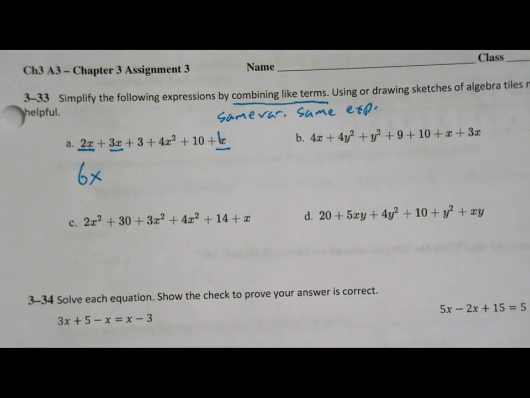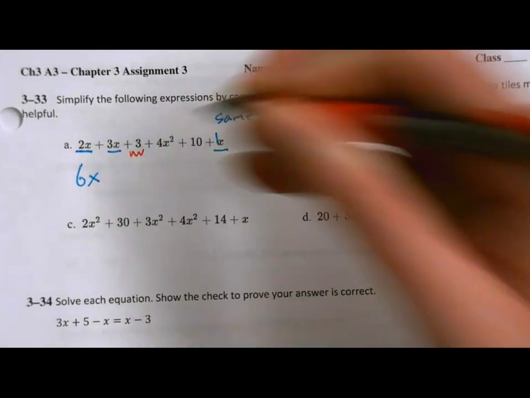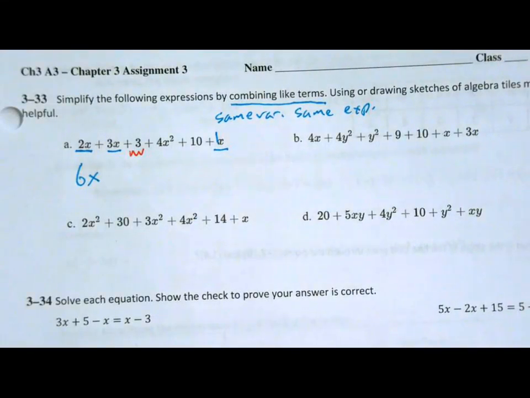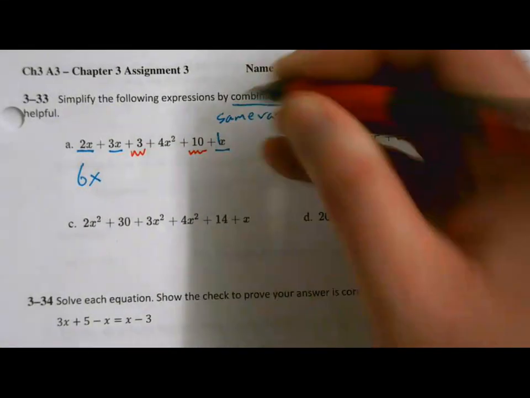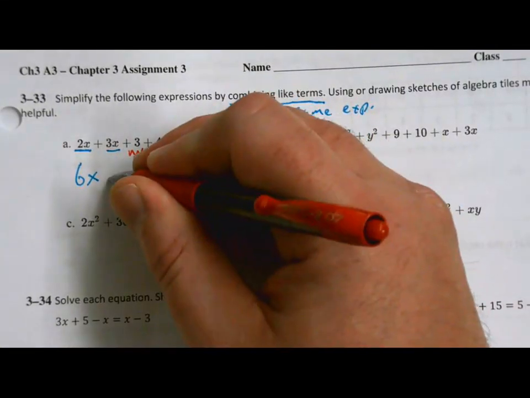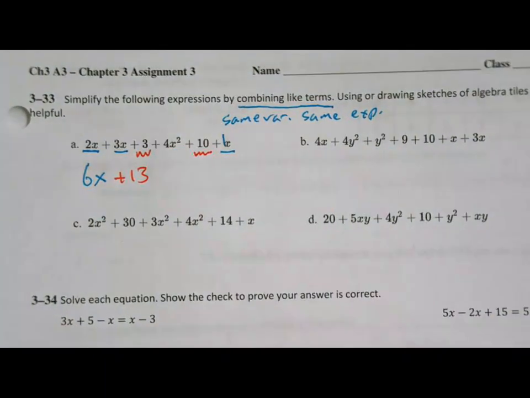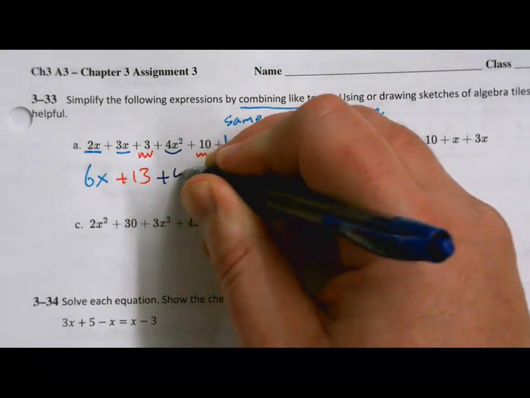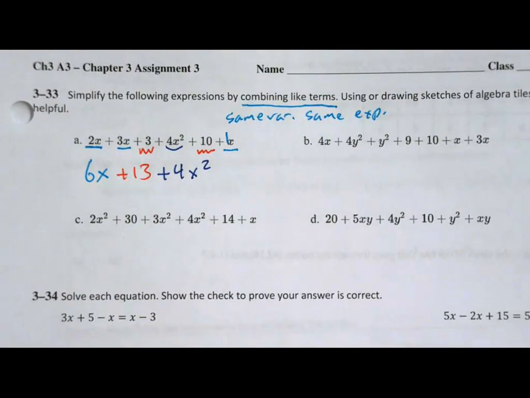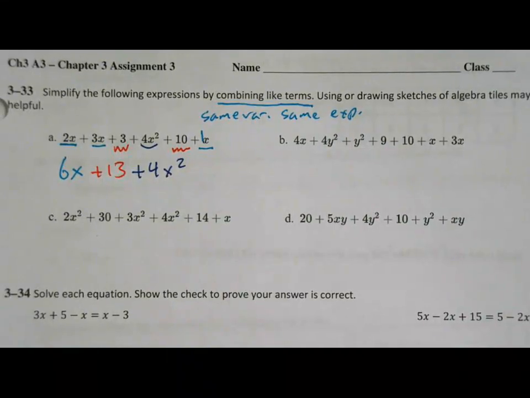All right, so I've taken care of that. So then I'll go through and find the next thing that I haven't underlined. The reason I underline is so I don't miss anything. I've got a 3. The only other thing that does not have a variable is a 10, so I'll put those together. 3 and 10 is 13. It's positive 13, so I'll write plus 13. And then the only thing I have left is that 4x squared, so I'll put my plus 4x squared at the end. So that'd be my answer for number 1.